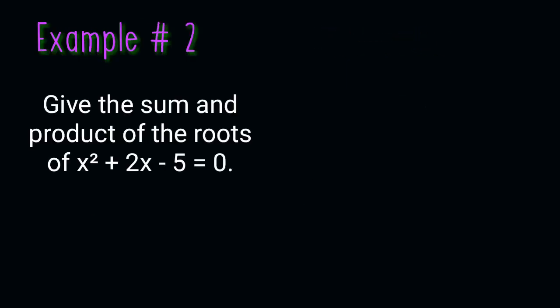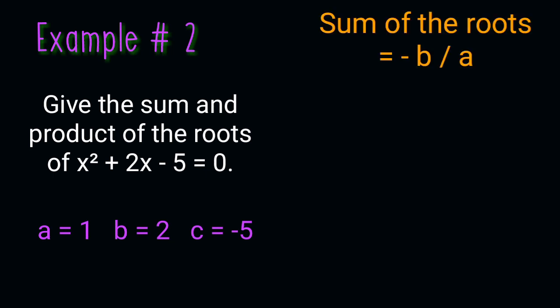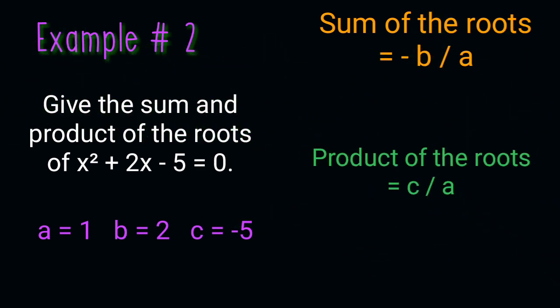Example number 2. Give the sum and product of the roots of the equation x squared plus 2x minus 5 is equal to 0. We know that the value of a is equal to 1, b is equal to 2, and c is equal to negative 5. So by applying the formula negative b over a, we can find out what is the sum of the roots. And using the c over a, kaya nating makita ano ba yung product of the roots.